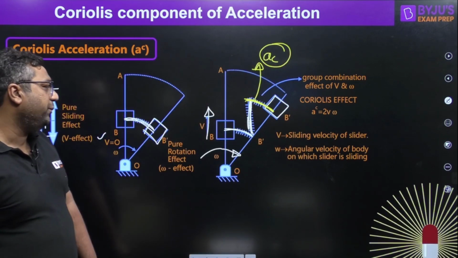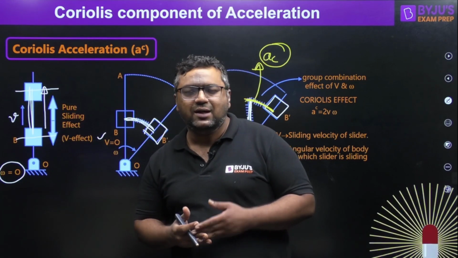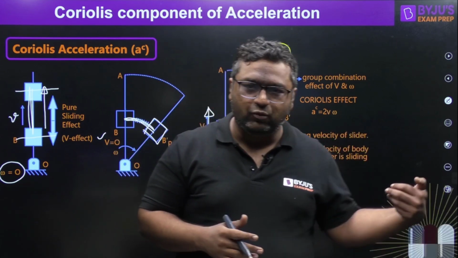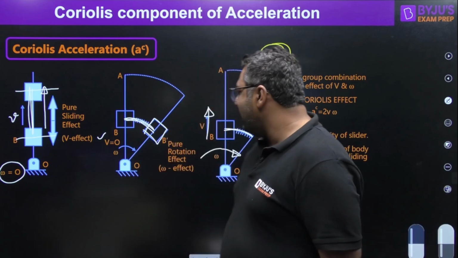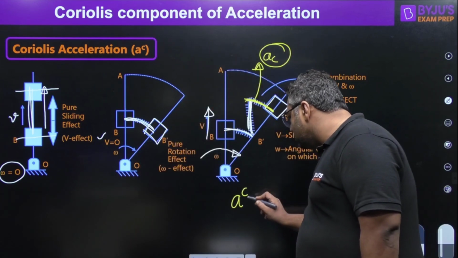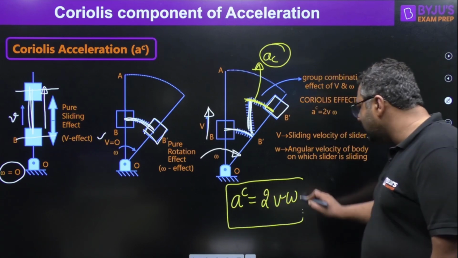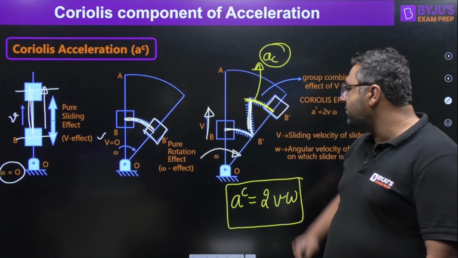Now many of you would be thinking that, sir, this motion is coming with the slider. Yes, because the Coriolis component of acceleration is acting on this sliding body, which we have mentioned as 2 into v into omega. So this Coriolis component of acceleration, 2v omega, is acting on the slider, on the sliding body, and that is why this extra motion is coming for the slider.